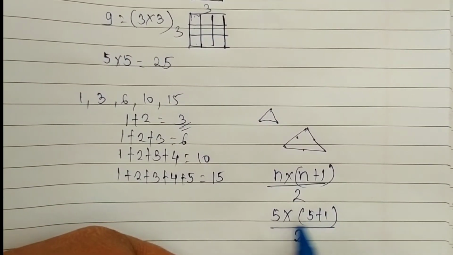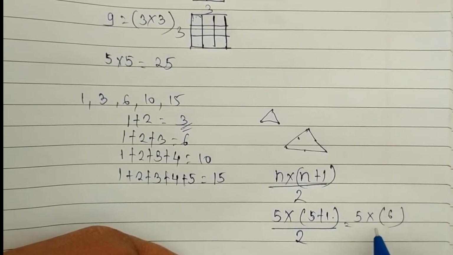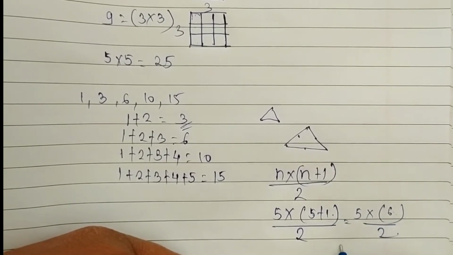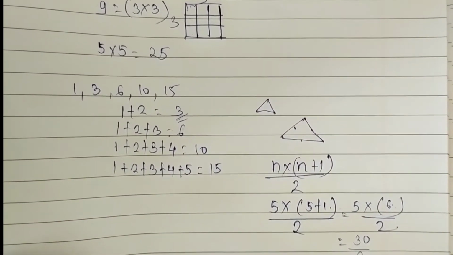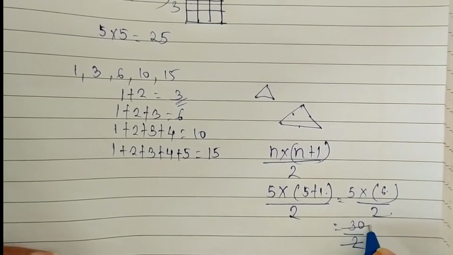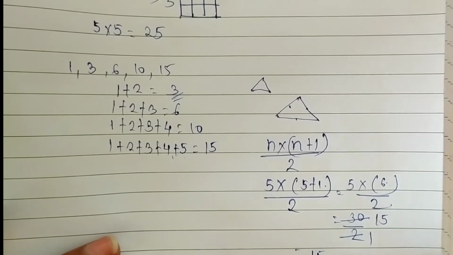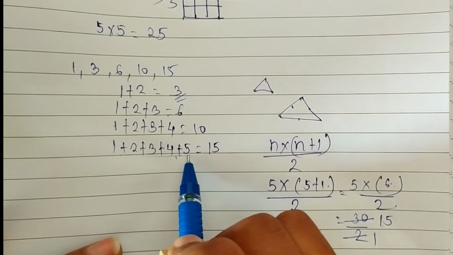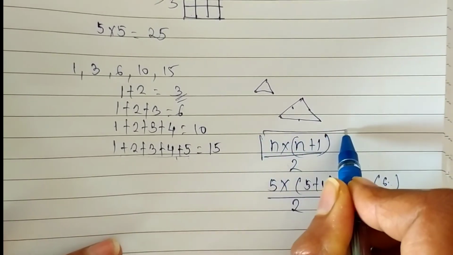So let's solve 5 plus 1 first of all. Bracket 5 multiplied by 5 plus 1, which is 6, divided by 2. Now we have to multiply this. 5 6s are 30, divided by 2. 30 divided by 2: 2 15s are 30. So 15 is the triangular number. Here, instead of doing this addition, we can easily obtain triangular numbers by using this formula.